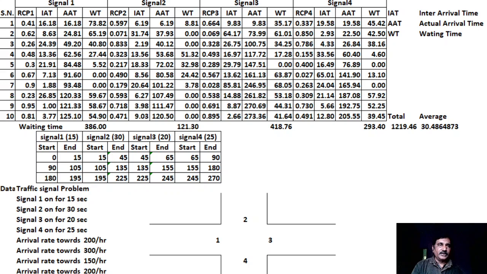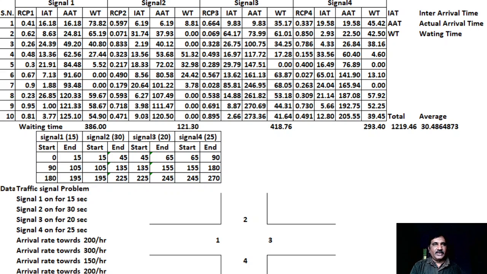So here you find that the formula will be minus 18 ln RCP. Likewise, in the second section, inter-arrival time will be minus 12 ln RCP2. In the third section, it will be minus 24 ln RCP3, and in the fourth section, inter-arrival time will be found by minus 18 ln RCP. And based on this inter-arrival time, you can find the actual arrival time by doing cumulative addition.